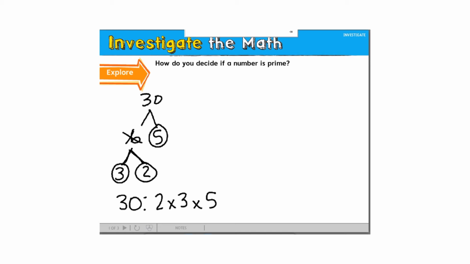Now you can check your answer by going through and multiplying those numbers together. 2 times 3 is 6. 6 times 5 is 30.